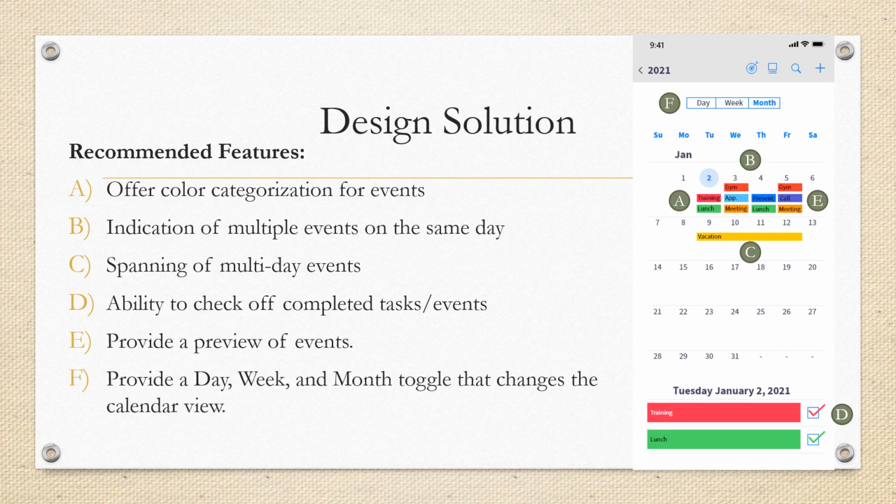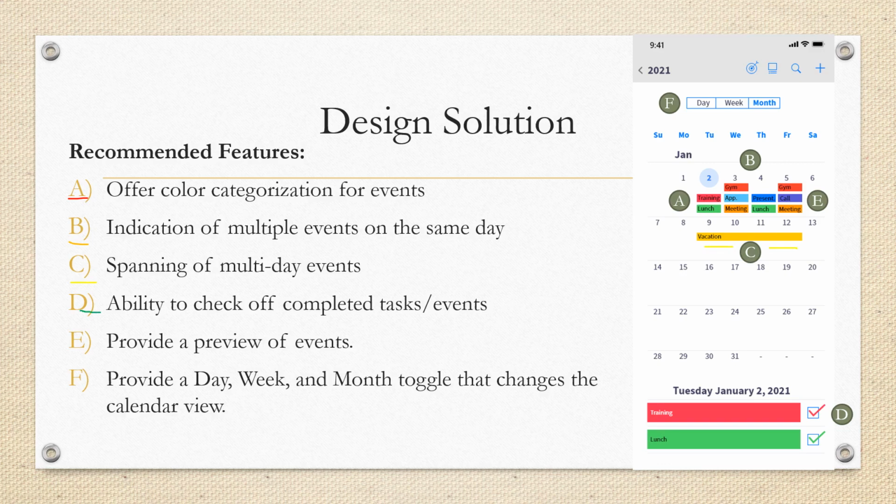I present to you my design solution. Firstly, I suggest offering users color categorization options for events. This helps them distinguish events quicker, easier, and more efficiently. Next, indicate how many events occur per day. C. Multi-day events are presented as a spanning bar that goes across the days in which the events occur.